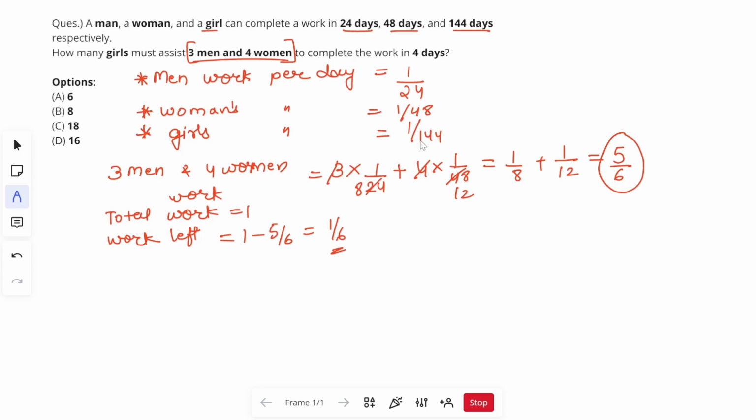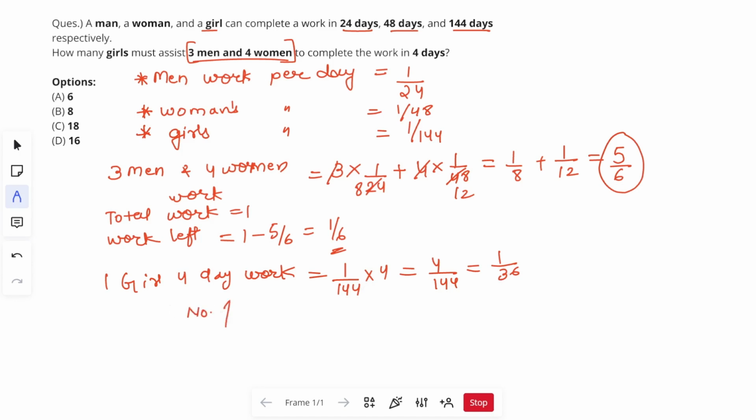That girls per day will do 1 by 144. So one girl's 4 days of work is 1 by 144 into 4, which is 4 by 144, which is 1 by 36.